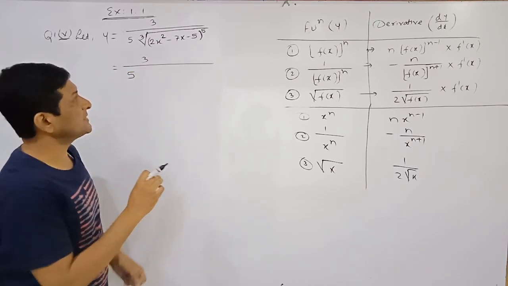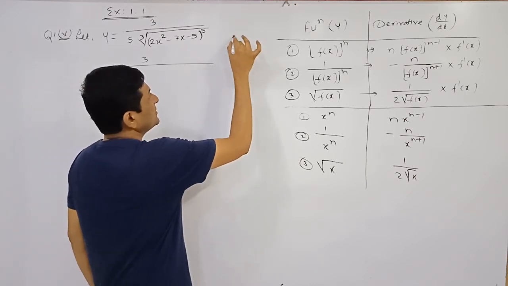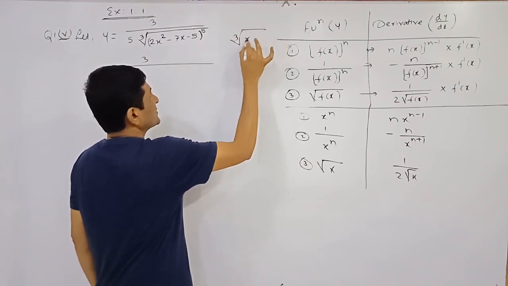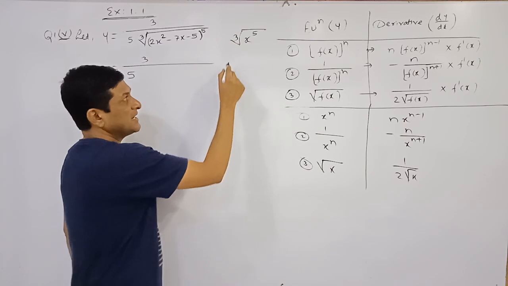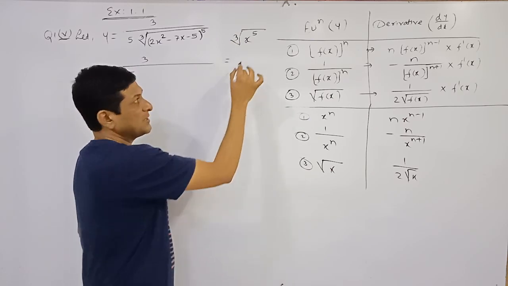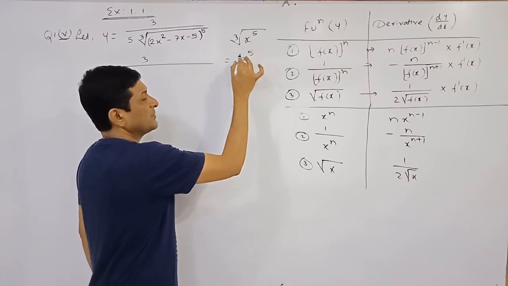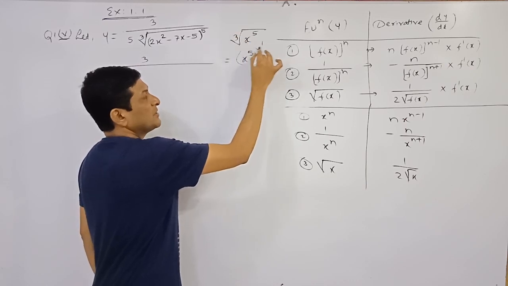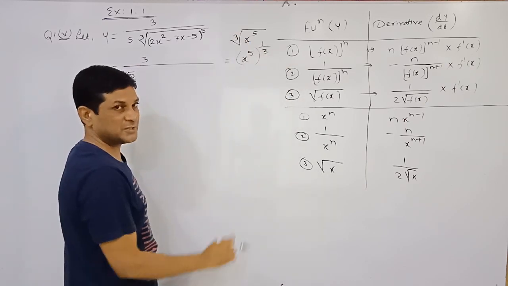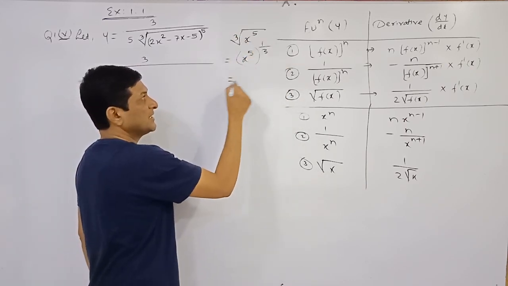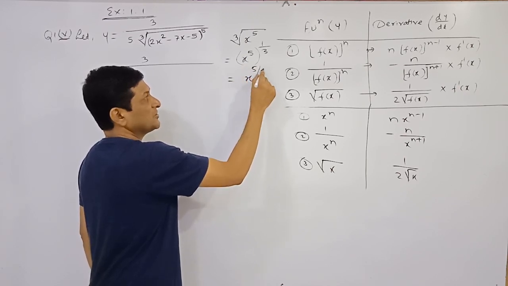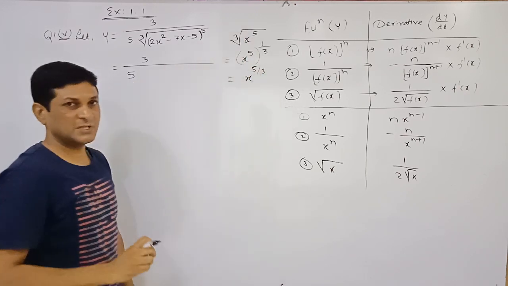So in this case, we already know that, suppose the cube root of x raised to power 5 is there. Then according to laws of exponent, it can be written as x raised to power 5, keep it as it is, and this cube root can be replaced by raised to power 1 by 3. Then 5 into 1 by 3 gives x raised to power 5 by 3.